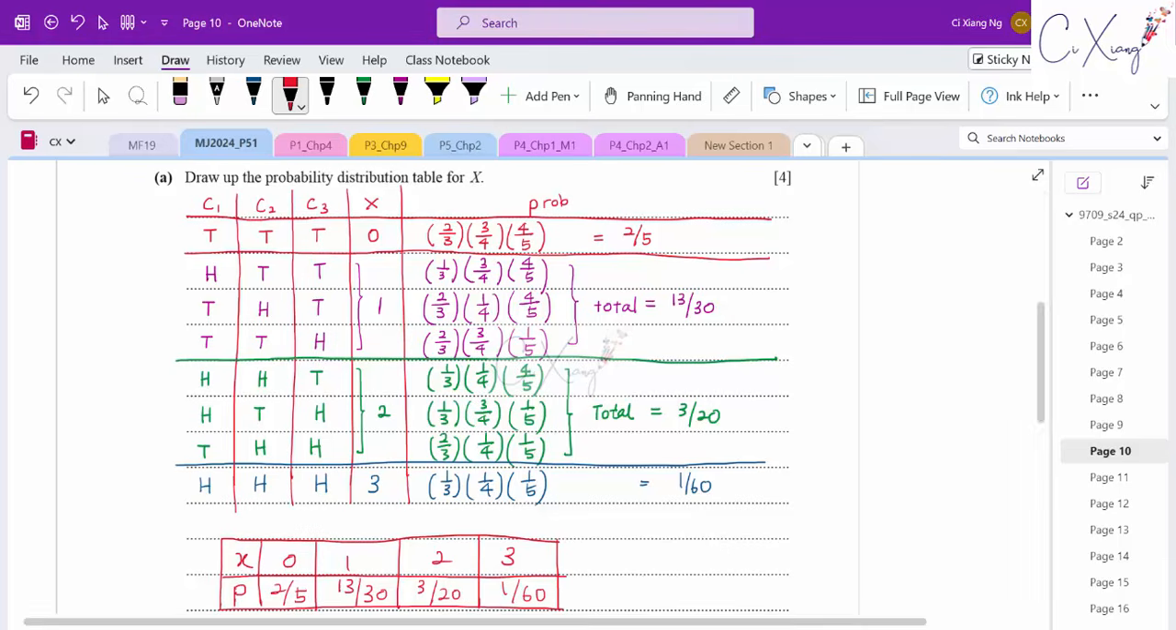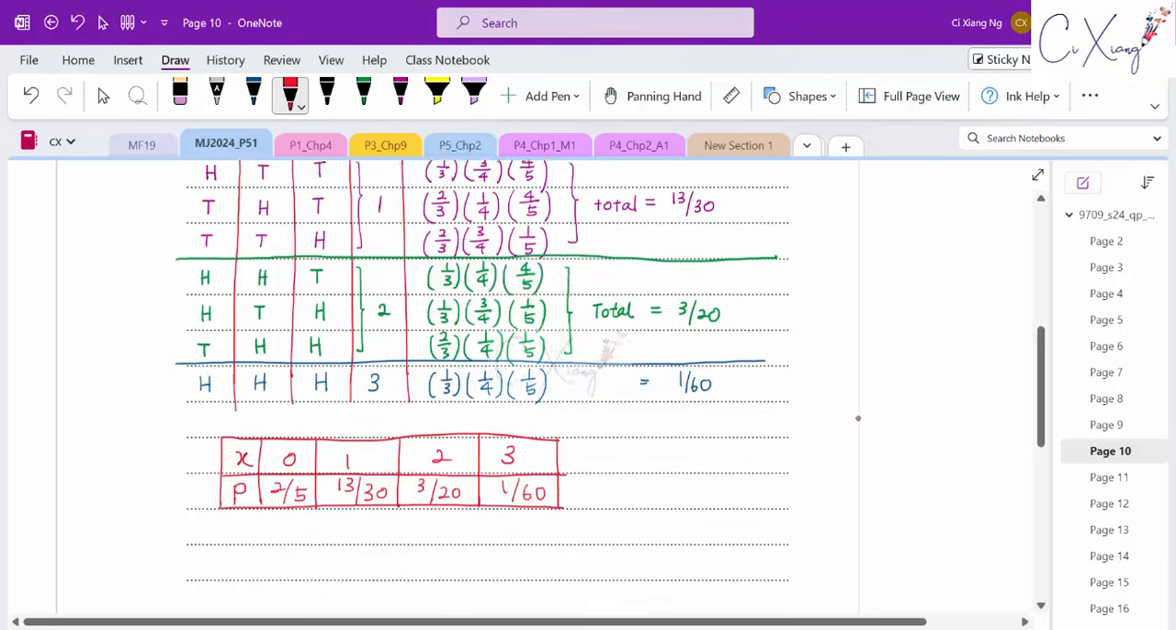Alright, so this is how we get the part A answer. This is a probability distribution table for the X. Okay, and please take note, you are not allowed to just show this as the final answer. Because the marks to get the probability will be given as well in all the questions here as method marks, right? Okay, so let's proceed to part B.